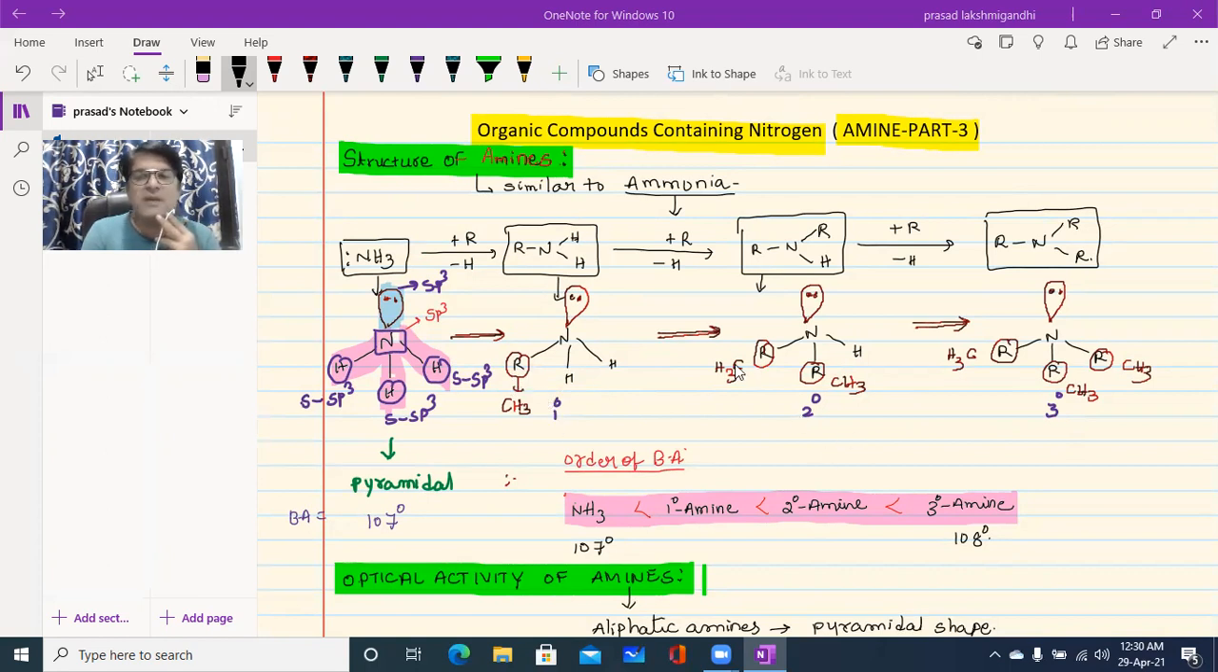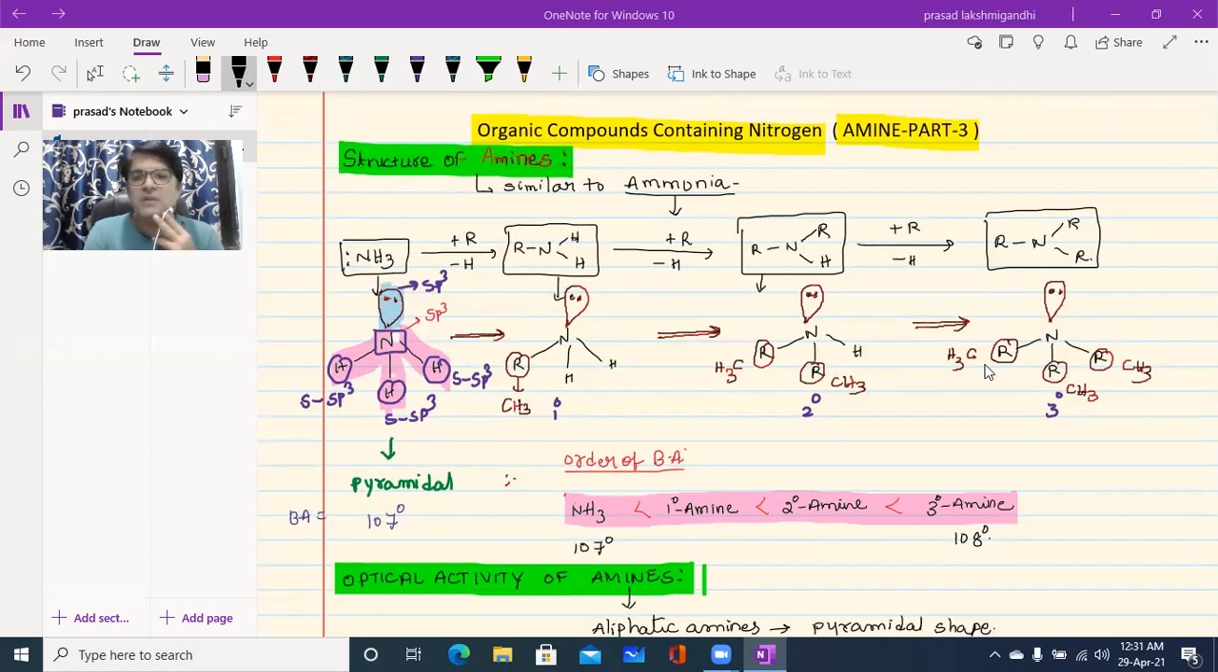But in that secondary amine, here the CH3 is there. So instead of CH3, suppose if we kept that C2H5, so different groups or atoms are located at that nitrogen atom, like CH3, C2H5, and hydrogen. So that means here that nitrogen can be known as chiral, isn't it? In the previous classes, in the lower classes, we already learned about this point.